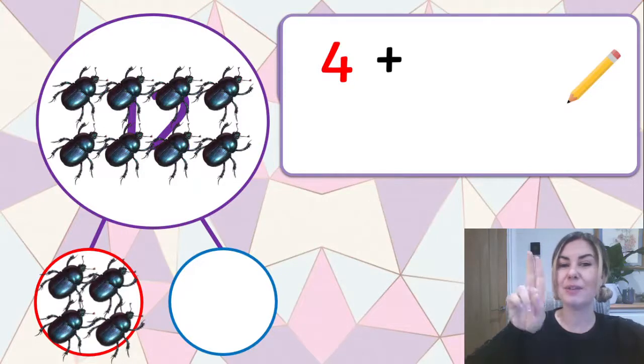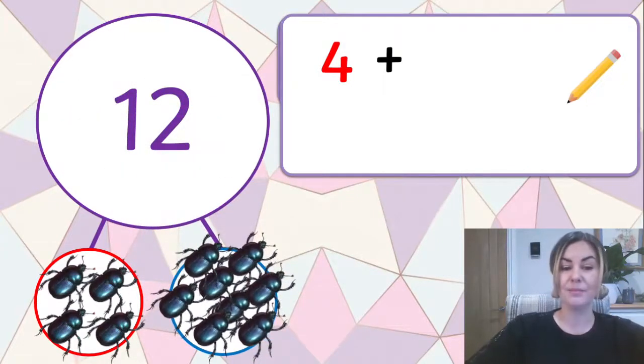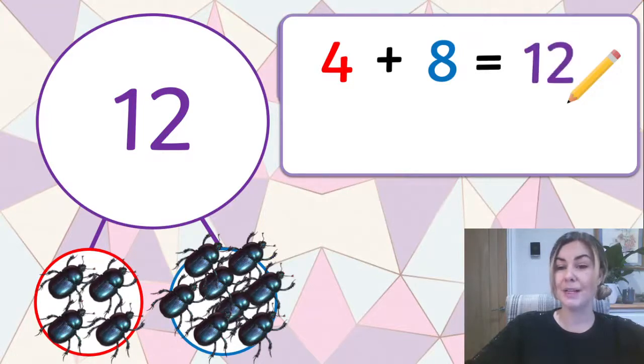Okay, now let's move on to step 2. I'm going to move the rest of my beetles into that blue section and count them. 1, 2, 3, 4, 5, 6, 7, 8. I'm now going to write down number 8. I have learnt that 4 add 8 equals 12. Pause the video and complete step 2.